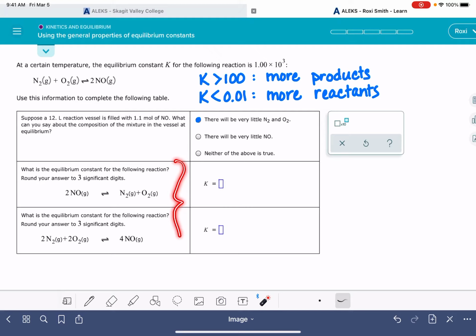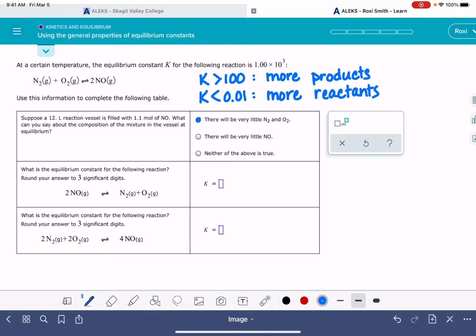The next two questions will ask you to calculate a value of K for a slightly different chemical reaction. It's going to have the exact same molecules. They're just either not going to be in the same order, or their stoichiometric coefficients will have changed. In this particular one, when we compare this equation to the provided equation, we can see that it's just been turned around. So the reactants are being written as products and the products are being written as reactants.